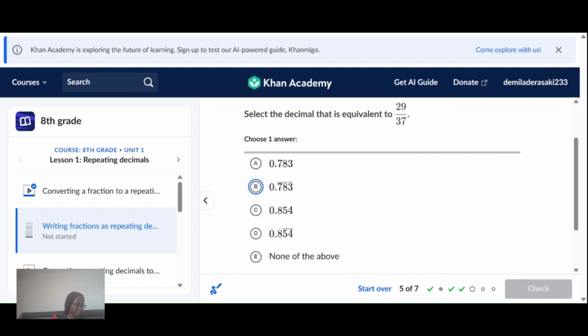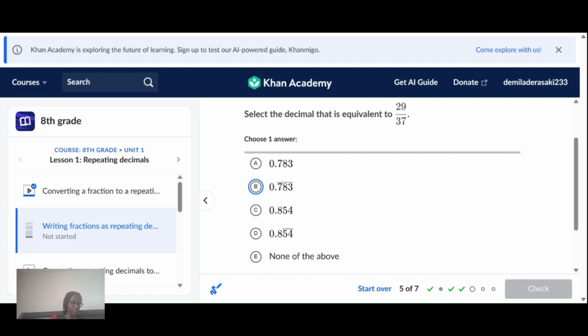37 divided by 39. Oh, this is going to be tricky. 29. Put the 000. Don't forget that. 37 divided by 29. Cannot go. 37 times 20, 290. Let's see. Let's start with 5. 37 times 5 is 185. 37 times 7 is 259. 37 times 8 is 296.